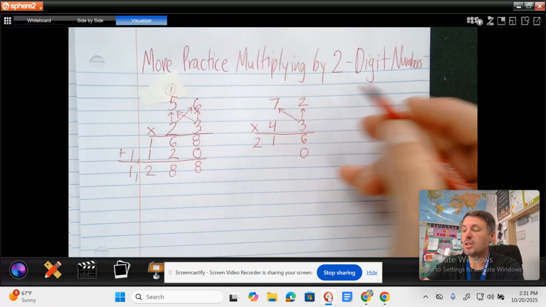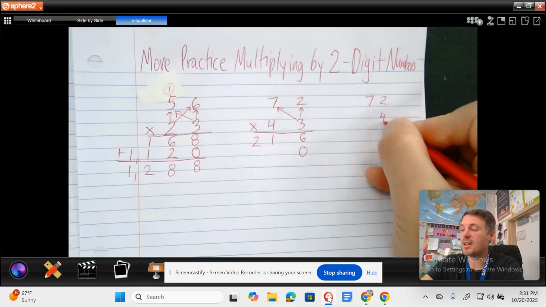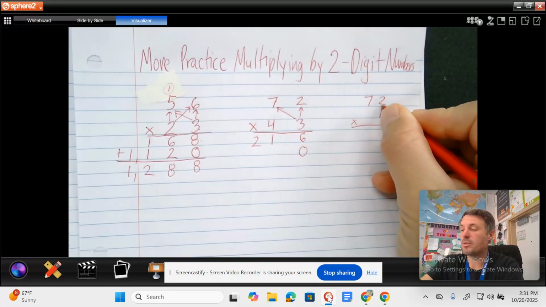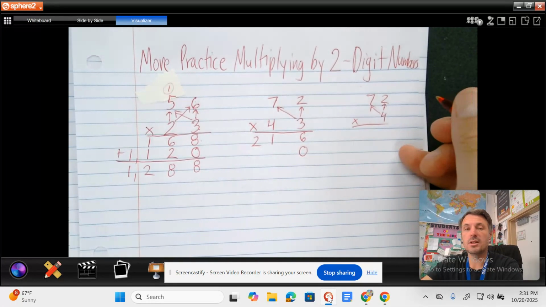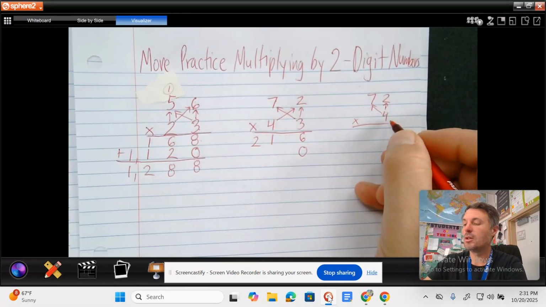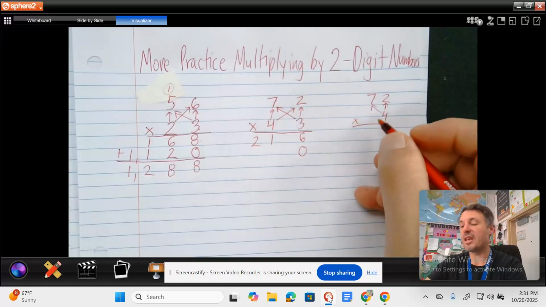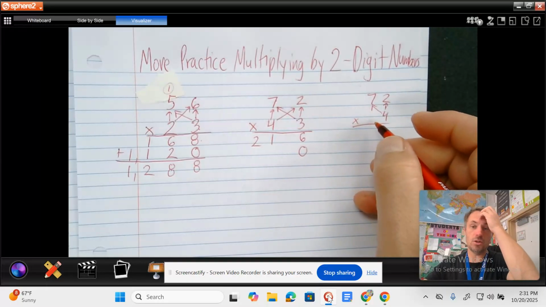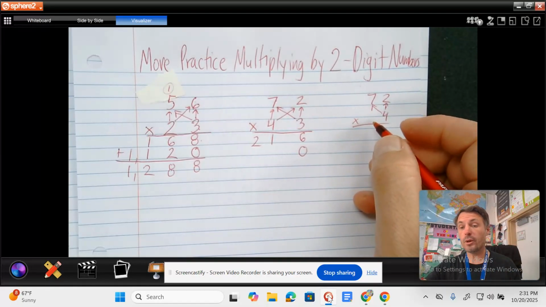If we were doing 72 times 4, we would set it up like this. We would do the 4 times the 2 first, then we do the 4 times the 7. And that's exactly what we do here. We do the 4 times the 2, and then we do the 4 times the 7. Now we're pretending like we're multiplying 72 times 4, but we're actually multiplying 72 times 40.